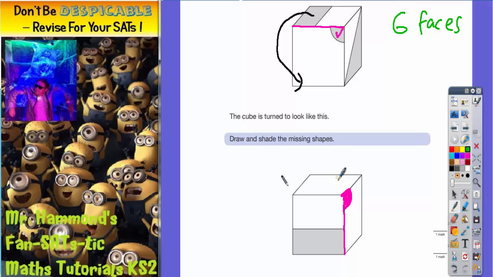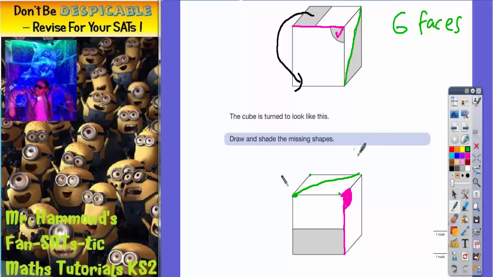Okay? Now, what I notice is that this diagonal line does not touch the quarter circle. So, if I draw it from this corner to this corner, it's going to touch the quarter circle, but it can't do that because it doesn't do that in the top cube. So it has to go from the other 2 corners. So it's got to go from that corner up to there.